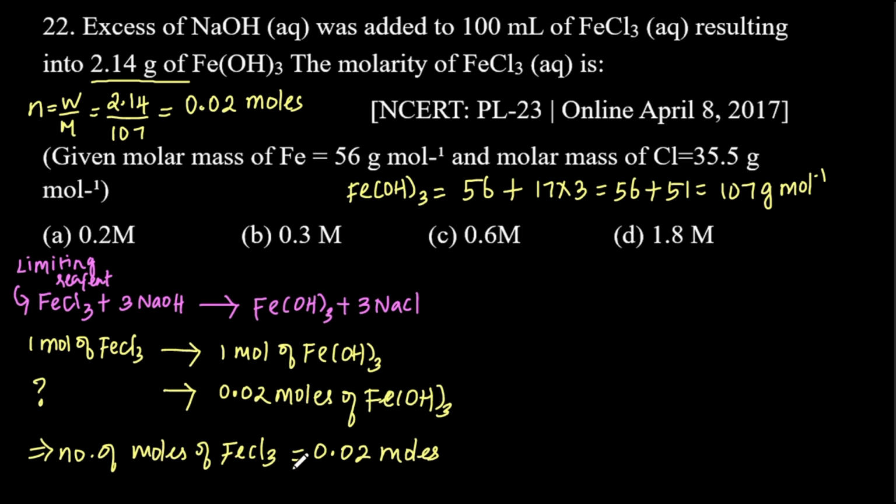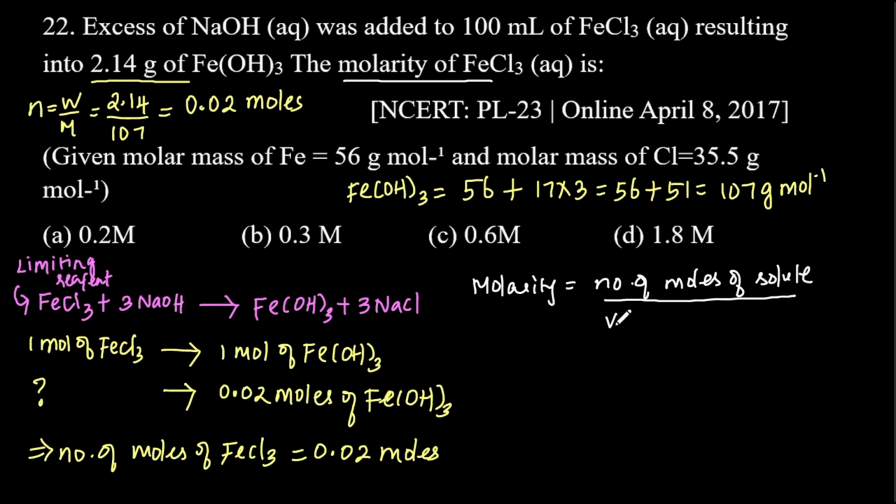So we got the number of moles of FeCl3. Now in the question, what are they asking? Molarity of FeCl3. Molarity formula is number of moles of solute divided by volume of solution in liter. So here the molarity of FeCl3 is asked. We have to know the number of moles of FeCl3, which we already found. So the number of moles of FeCl3 is 0.02 divided by the volume of solution. The volume of solution is mentioned in the question, 100 ml.